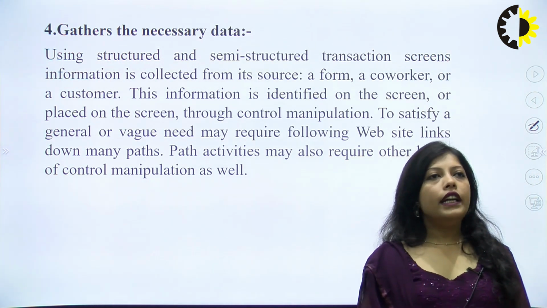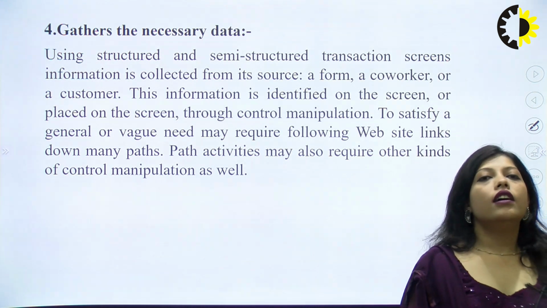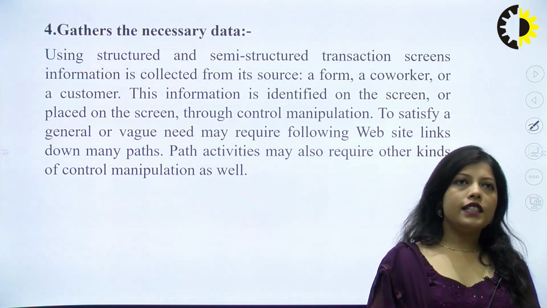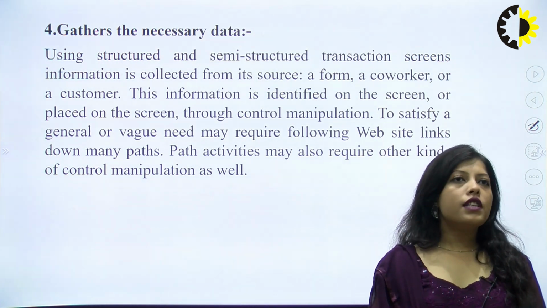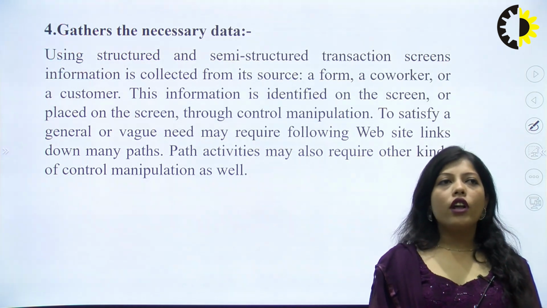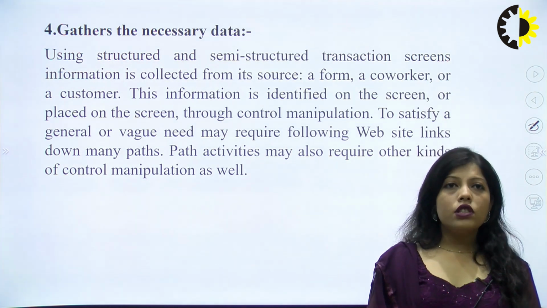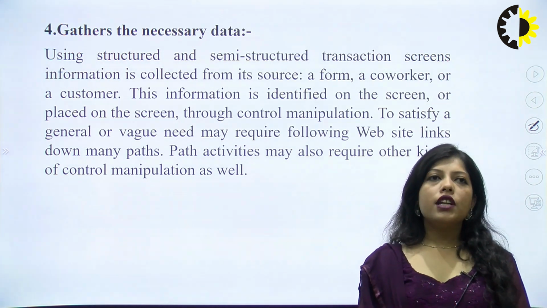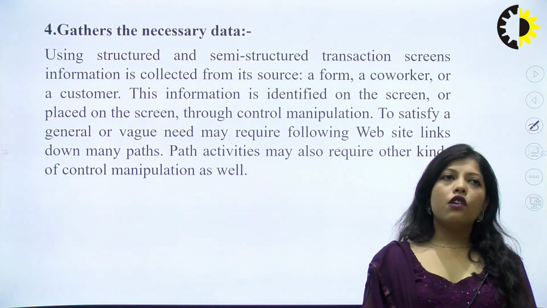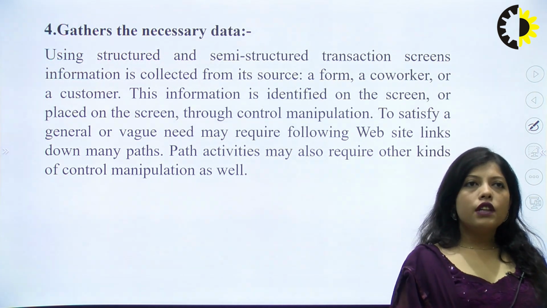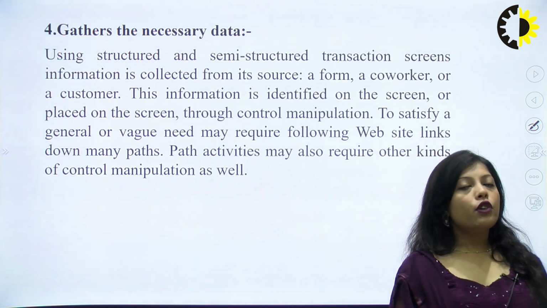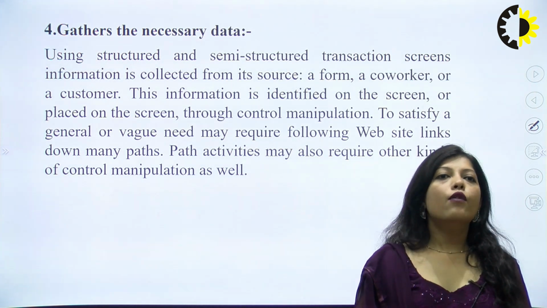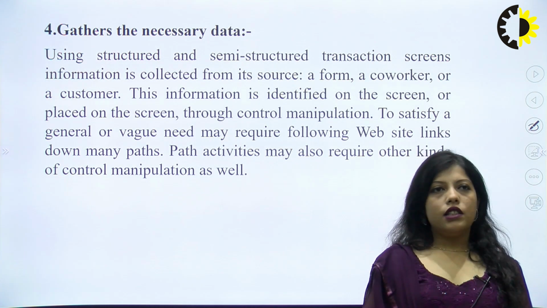Next is gather the necessary data, which means we have to gather the necessary data related to the user's task. Using structured and semi-structured transaction screens, information is collected from its source, such as a form, co-worker or a customer. There are some sources from which we have to collect the information or necessary data. This information is identified on the screen or placed on the screen through control manipulation, like mouse and keyboard. To satisfy a need may require following website links or going down many paths.